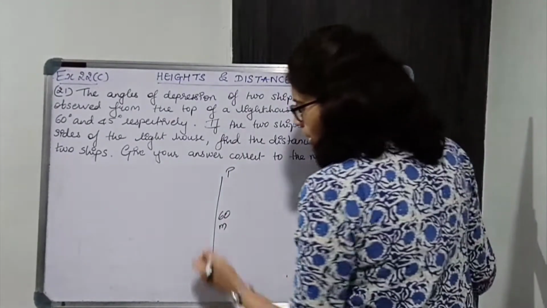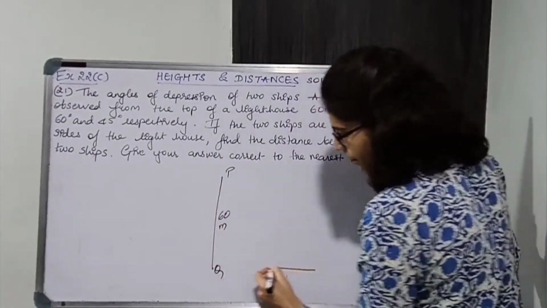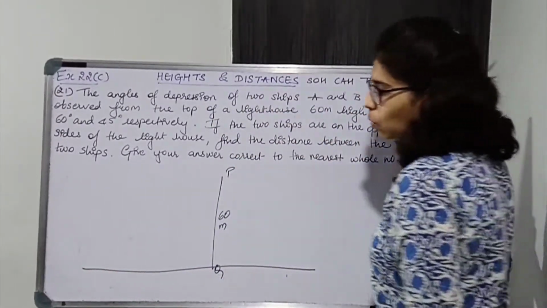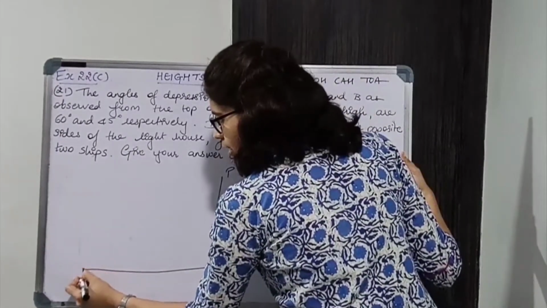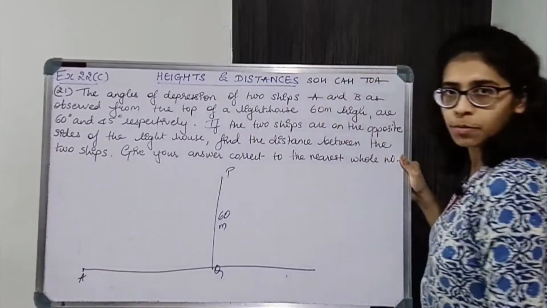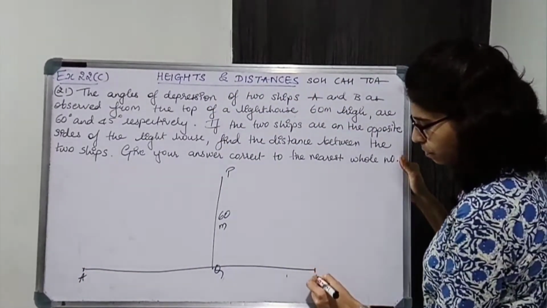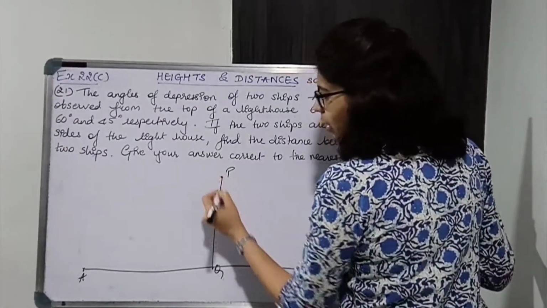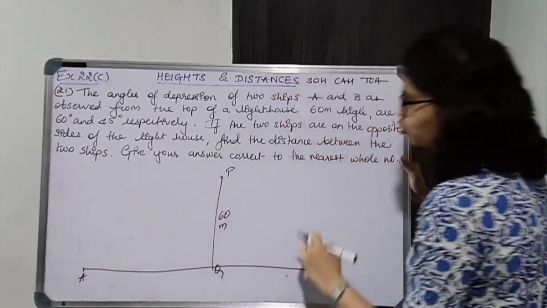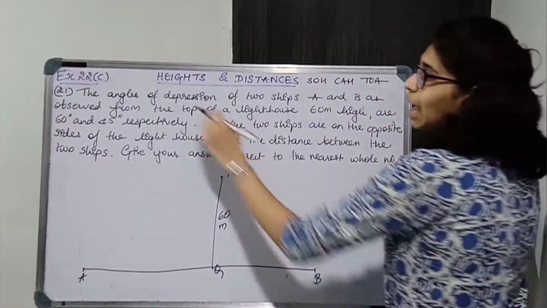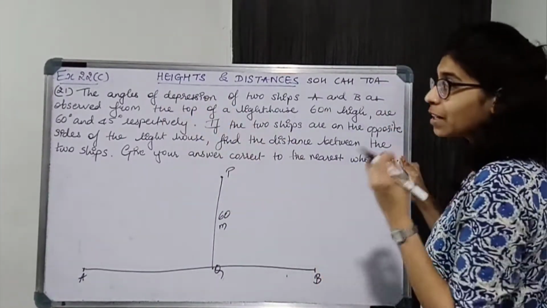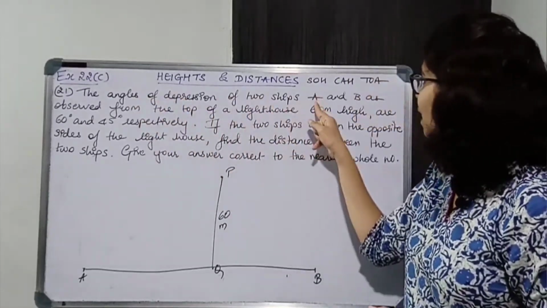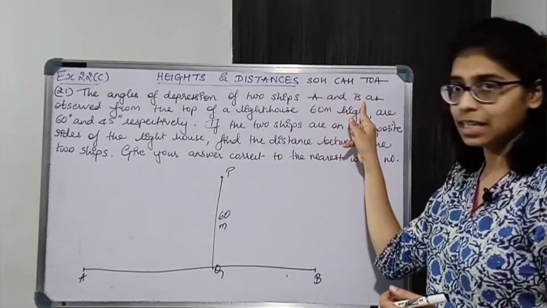So this is the lighthouse, this is water surface. Okay, now there is one ship A, another ship B. Okay, now from the top of the lighthouse you are looking at these two ships. Okay, the angles of depression is given. Now read carefully. The angles of depression of two ships A and B. First there is A, then there is B.